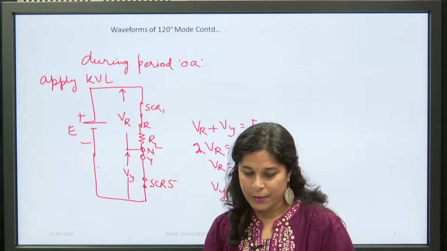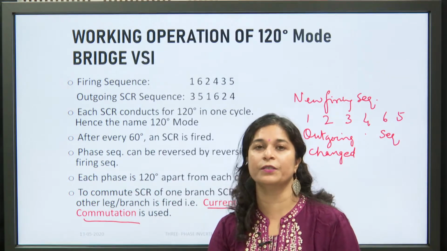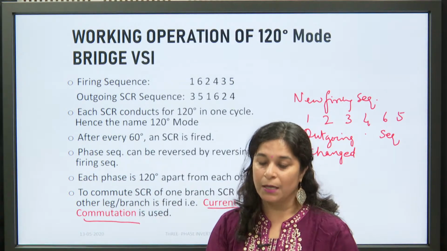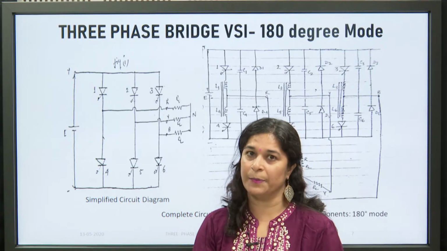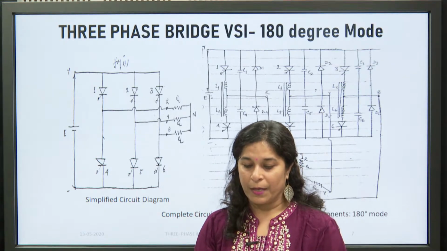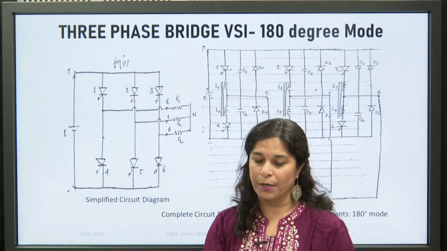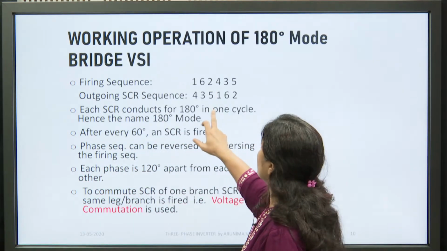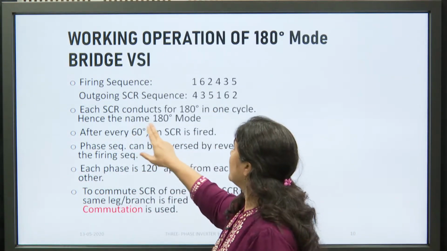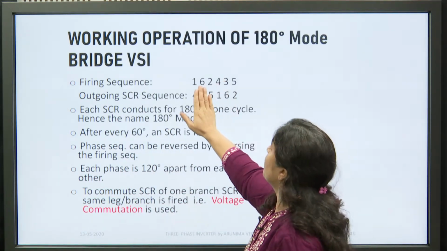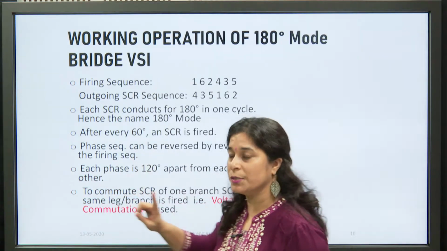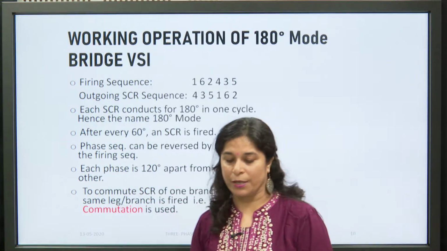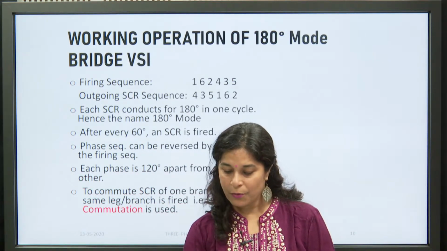Now, these are the few features that you have to keep in mind. It is a 120-degree mode operation, and similarly in 180-degree mode operation I am going to explain further. In 180-degree mode of operation, each SCR will conduct for 180 degrees in one cycle, and hence the name 180-degree mode. The firing sequence remains the same, but the outgoing sequence changes, because in 180-degree mode of operation we are going to apply voltage commutation technique. Each phase is 120 degrees apart.